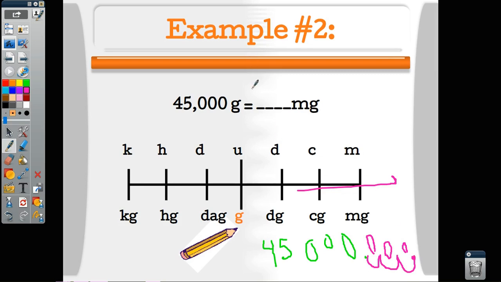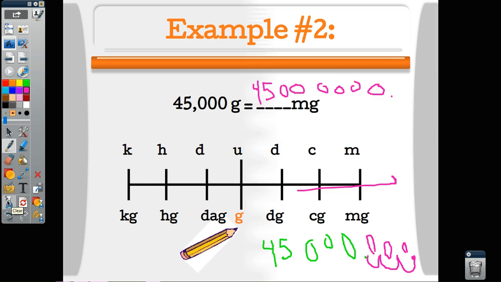Ooh, this is going to be a big number, y'all. Let's see if I can write this without being too sloppy. How many zeros do I have? I have 1, 2, 3, 4, 5. Oh my gosh. 6 zeros. That's your answer. 4, 5, 0, 0, 0, 0, 0, 0. Decimal point at the end.